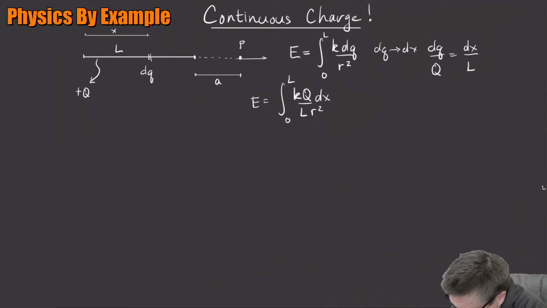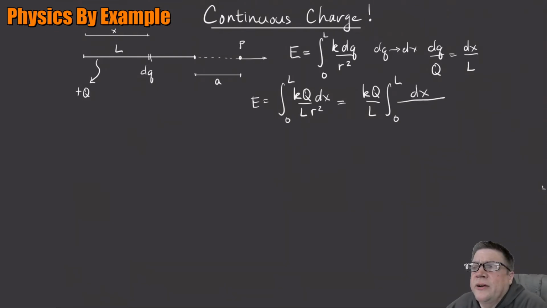All right, so let's take the k, Q, and L outside. I have 0 to L. I've got dx over that r squared. Okay, what is r? r is this, right? Just to illustrate, it's the distance from each little bit of charge out to the point I'm interested in. So how would I write that? It looks like I can write it in terms of the things that I already know, right? There's different ways you could do it.